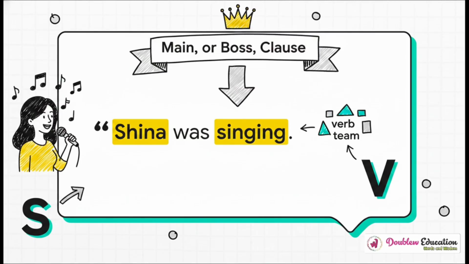Look at this. Sheena was singing. See? It's a complete thought. You know who's doing something? That's our subject, Sheena. And you know what she's doing. The action was singing. It makes perfect sense, doesn't it? That, my friends, is a main or a boss clause.